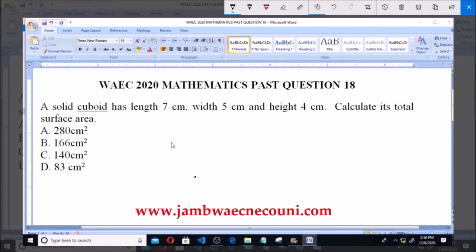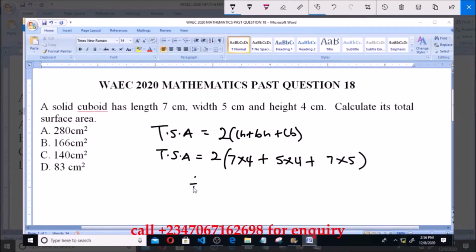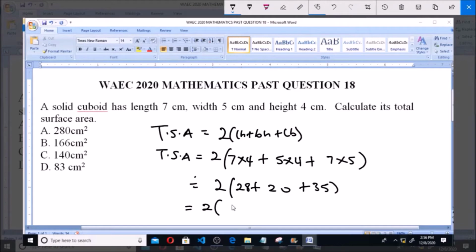Now, the total surface area of a cuboid is given as 2 into LH plus BH plus LB. That means the total surface area of this cuboid is equal to 2 into length times height, which is 7 times 4, plus breadth times height, which is 5 times 4, plus length times breadth, which is 7 times 5. So this is equal to 2 into 28 plus 20 plus 35. That is equal to 2 into 83, which is equal to 166 centimeter square, and that is option B.